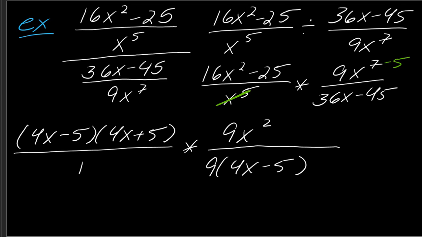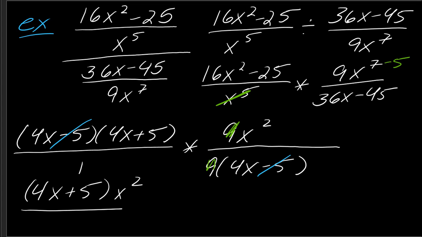Cool. And so now we've got some more things we can cancel out. These 9s will cancel out. This 4x minus 5 will cancel out. And so now, if you notice, everything in the denominator has canceled out. So technically what I'm left with now is 4x plus 5 times x squared over 1, but you don't need the 1, so you can just rewrite this as so. And if you want to distribute the x squared in, that's totally fine. But yeah, you don't need the 1 here.